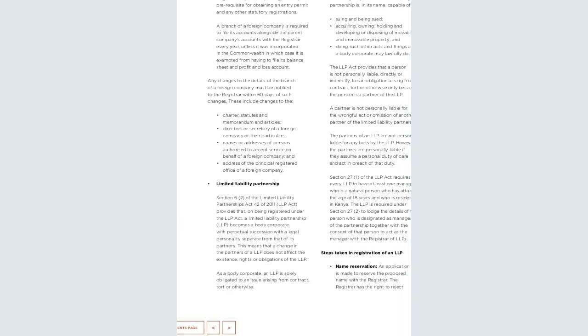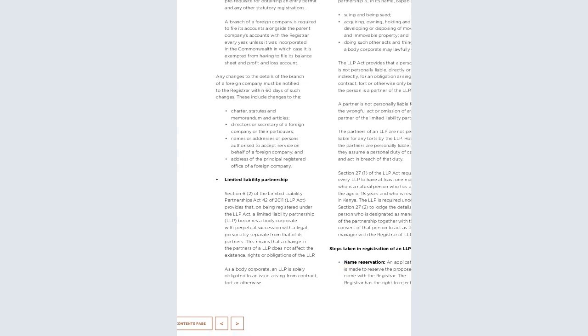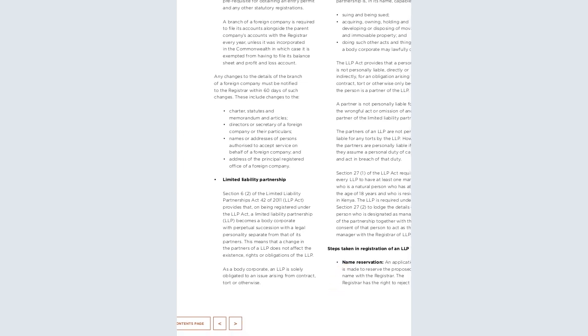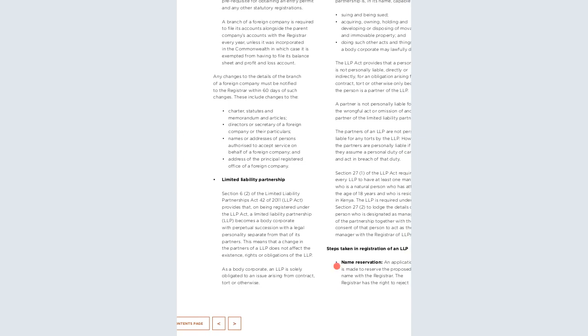Good. This includes changes to, number one, the charter, statute, and memorandum of articles; the directors or the secretary of the foreign company and their particulars; the names or addresses of the persons authorized to accept service on behalf of the foreign company; and the address of the principal registered office of the foreign company.